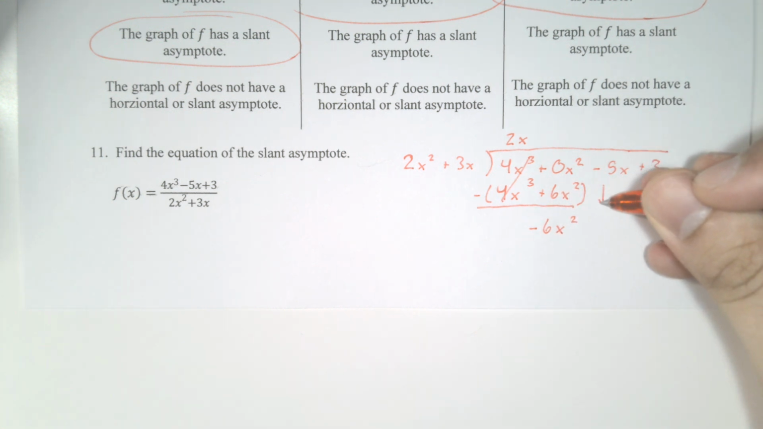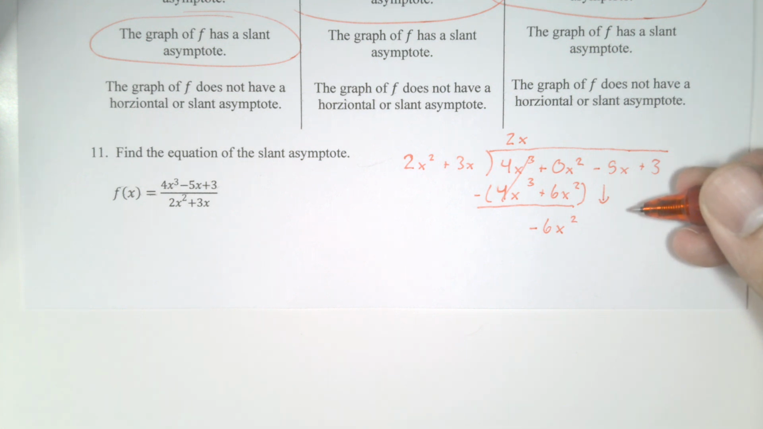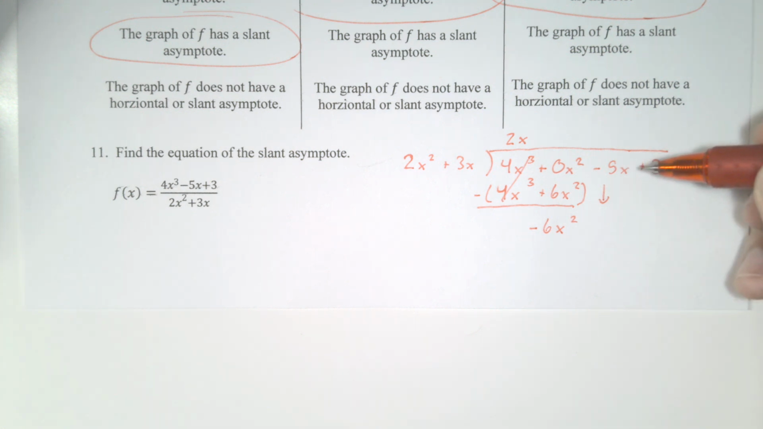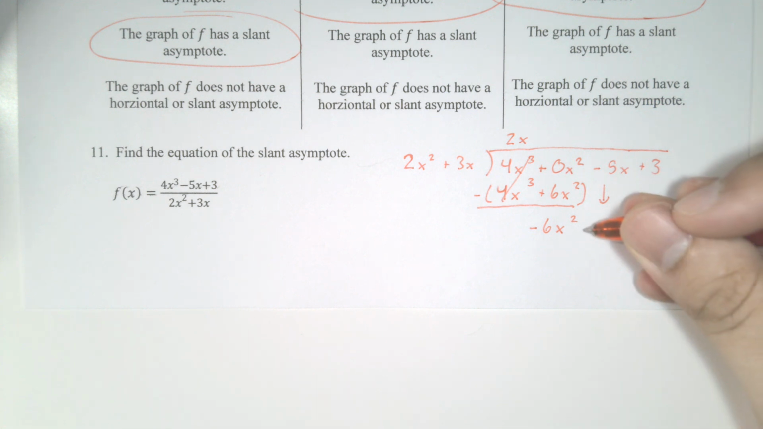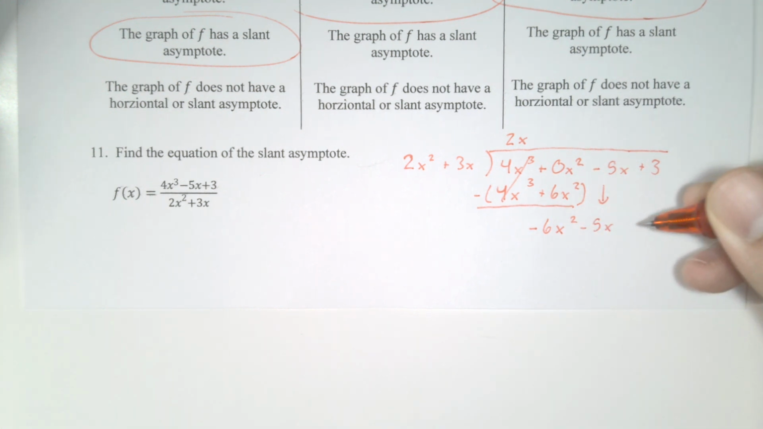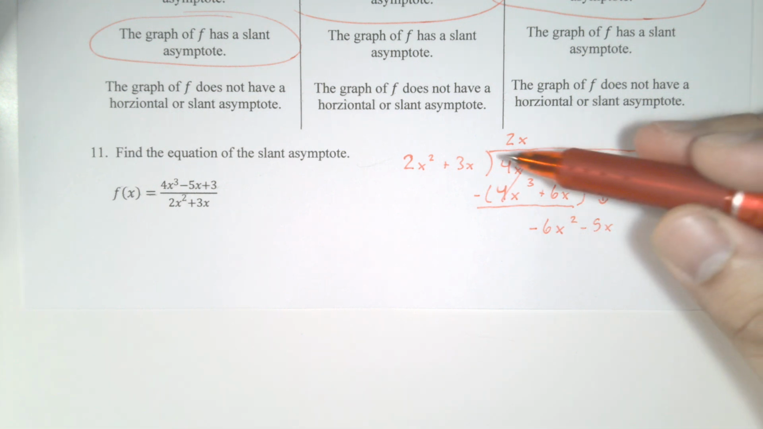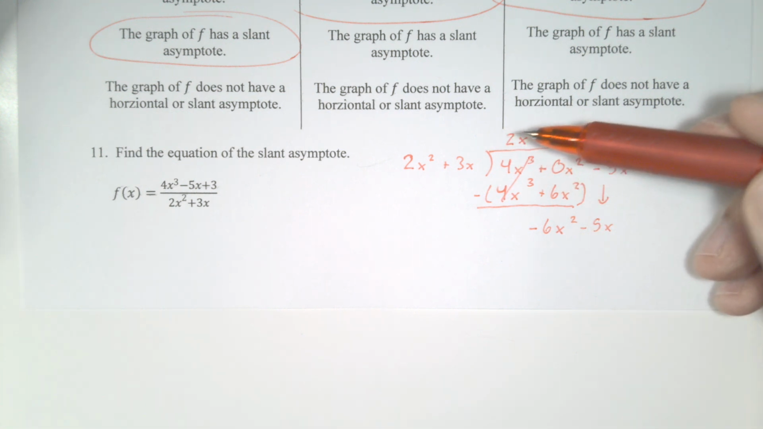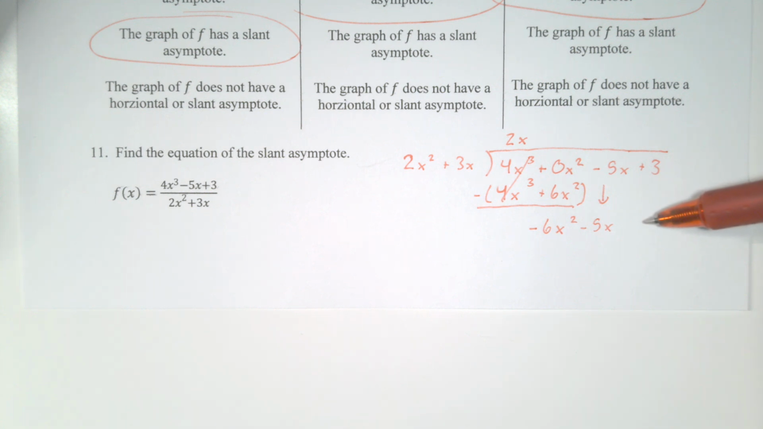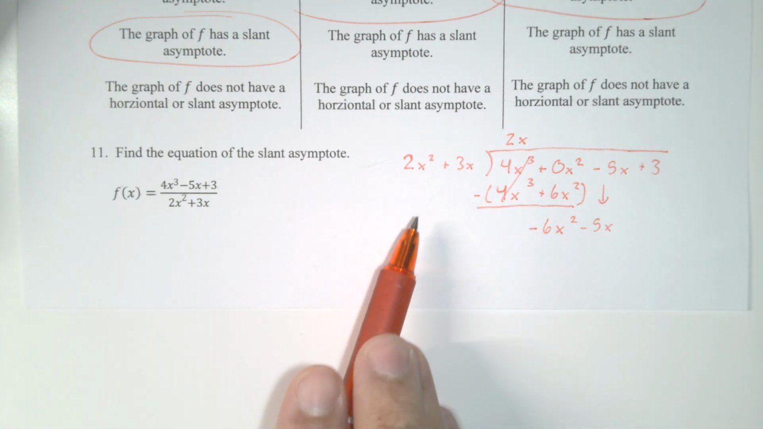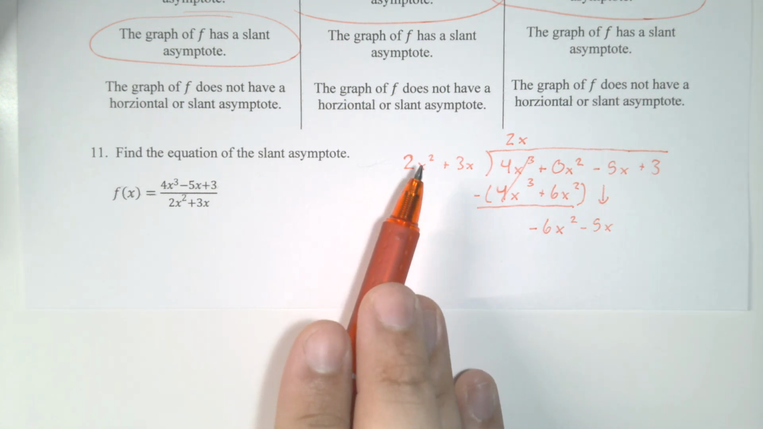Now all we have to do is bring down the minus 5x. Okay, yeah, so bring down the minus 5x. Now we just repeat the process.